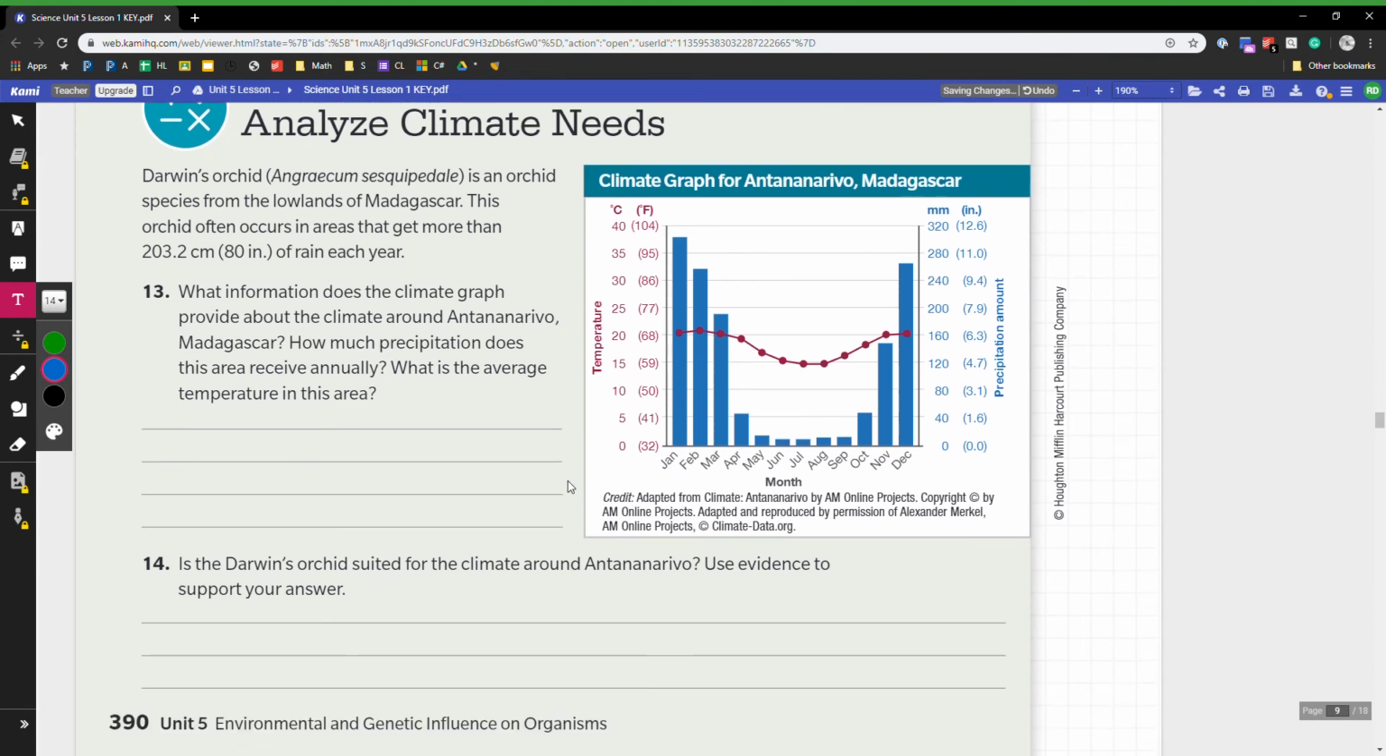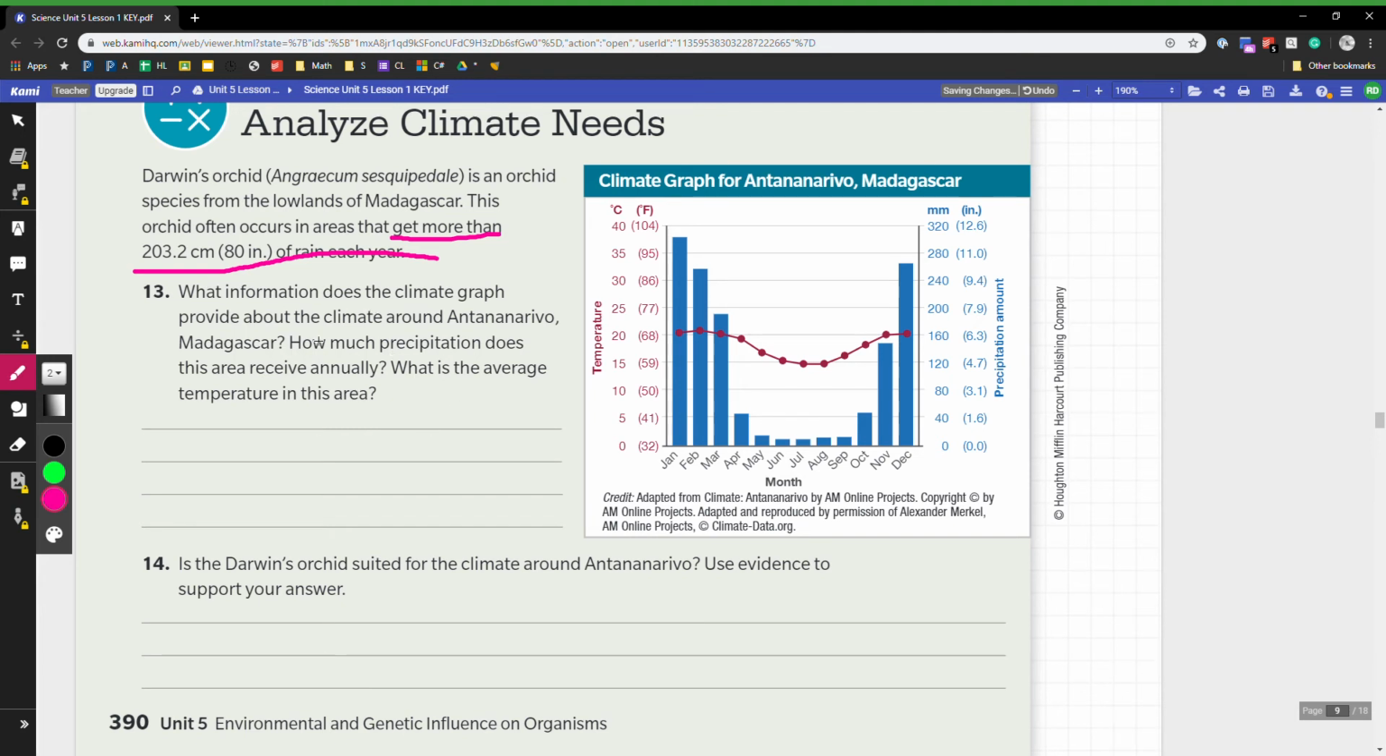So now this talks about an orchid species, and this orchid often occurs in areas that get more than 203.2 centimeters of rain a year. Where's my marker? Here we go. Oh, that's a highlighter. Oops. Whatever.